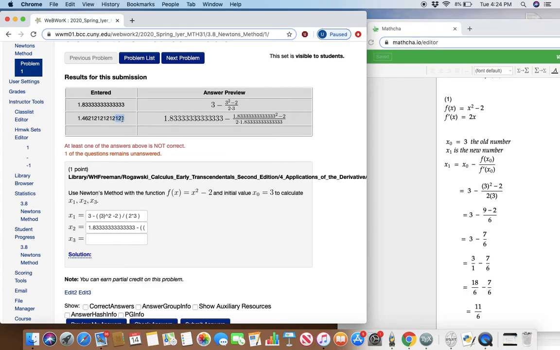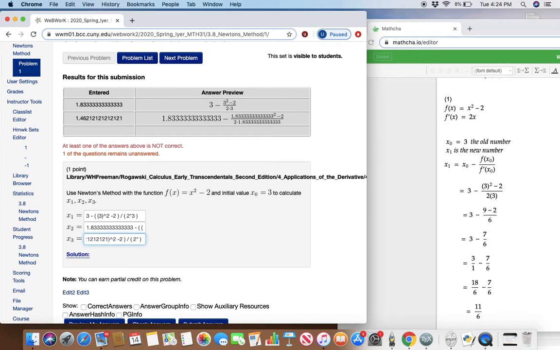Now use that. I will take the same expression. Instead of 3, my old number is x2. What was x2? I will cut and paste x2. Cut that. Wherever I have 3, I will replace it by x2.